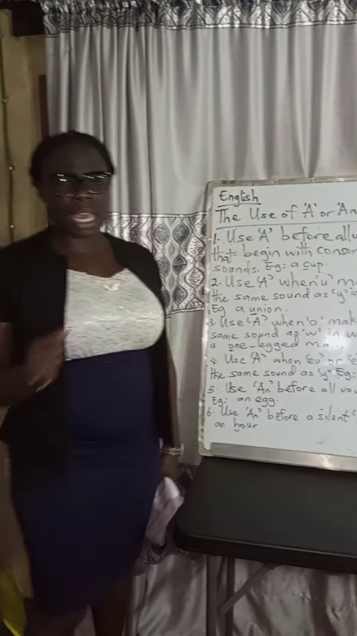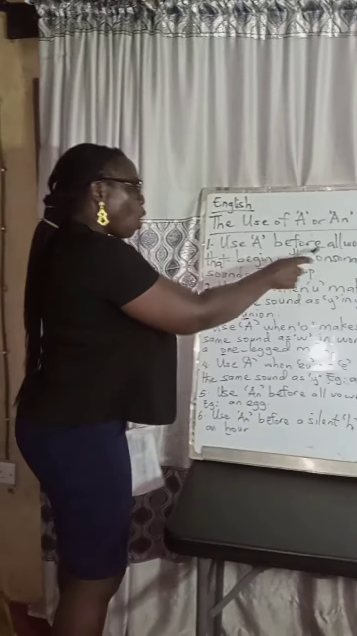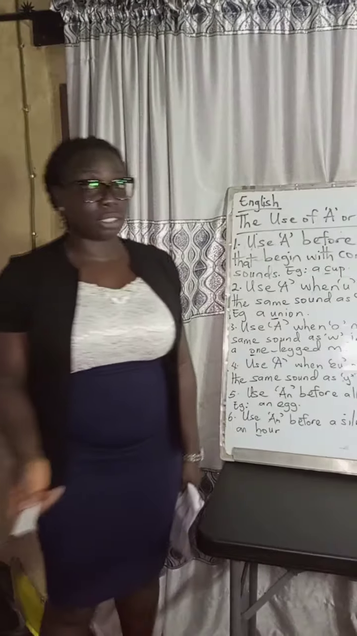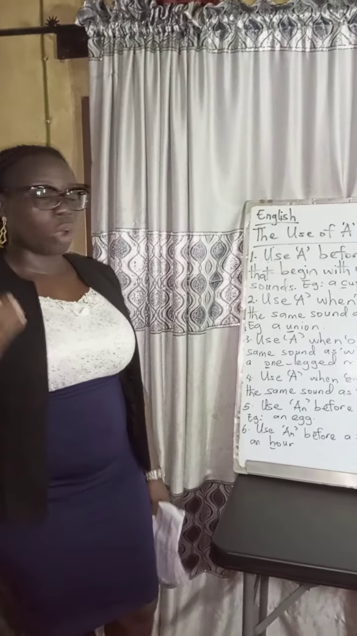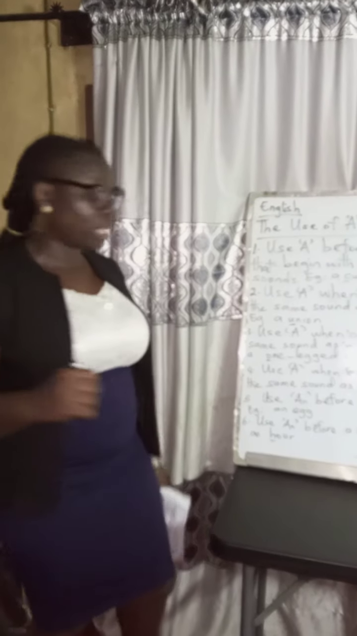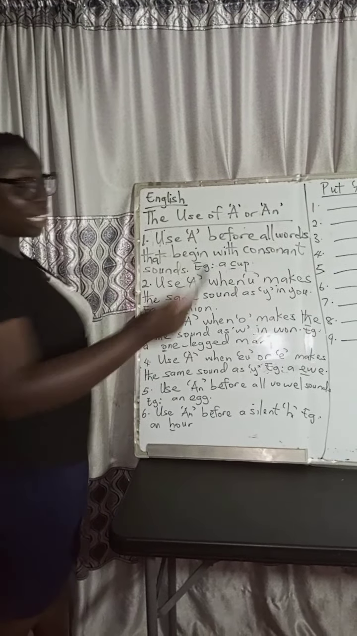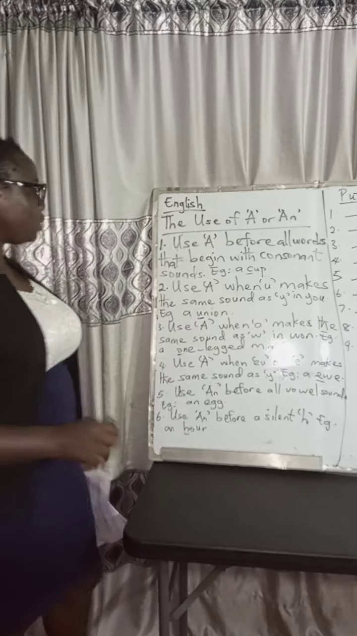Now, when do you use A in a phrase or a sentence? You use A before all words that begin with consonant sounds. You know consonant sounds. When you remove A, E, I, O, U, the rest are consonant sounds, and then some others that are not in the English alphabet. So you use A in front of words with a consonant sound. Example, a cup. C, K, has a consonant sound.